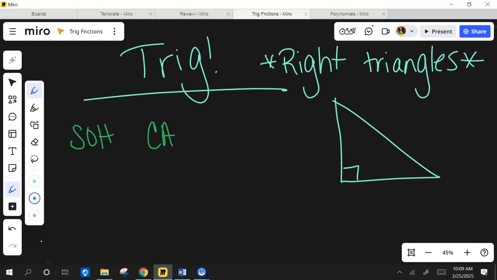Have y'all ever seen this before? Some of you have seen SOHCAHTOA before. So this is how we're going to remember our trig functions, okay? I'm fixing to show you. So we have 3 trig functions, and everything branches off of those 3. They are sine, cosine, and tangent. I'm sure you've seen it at some point.